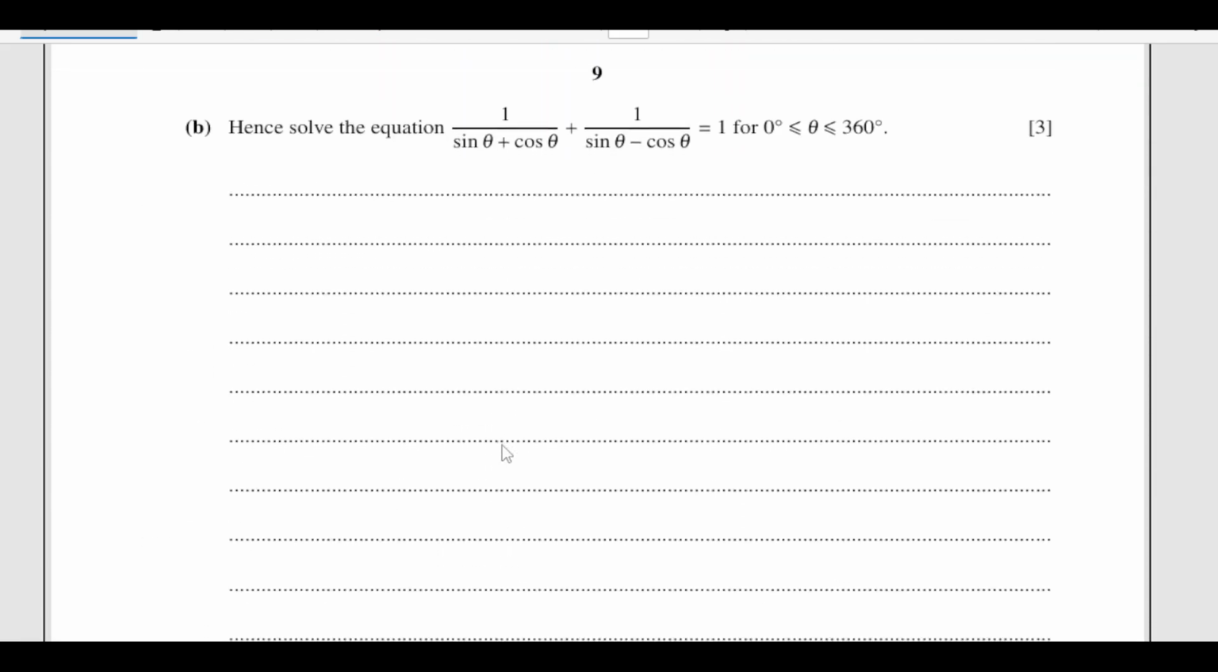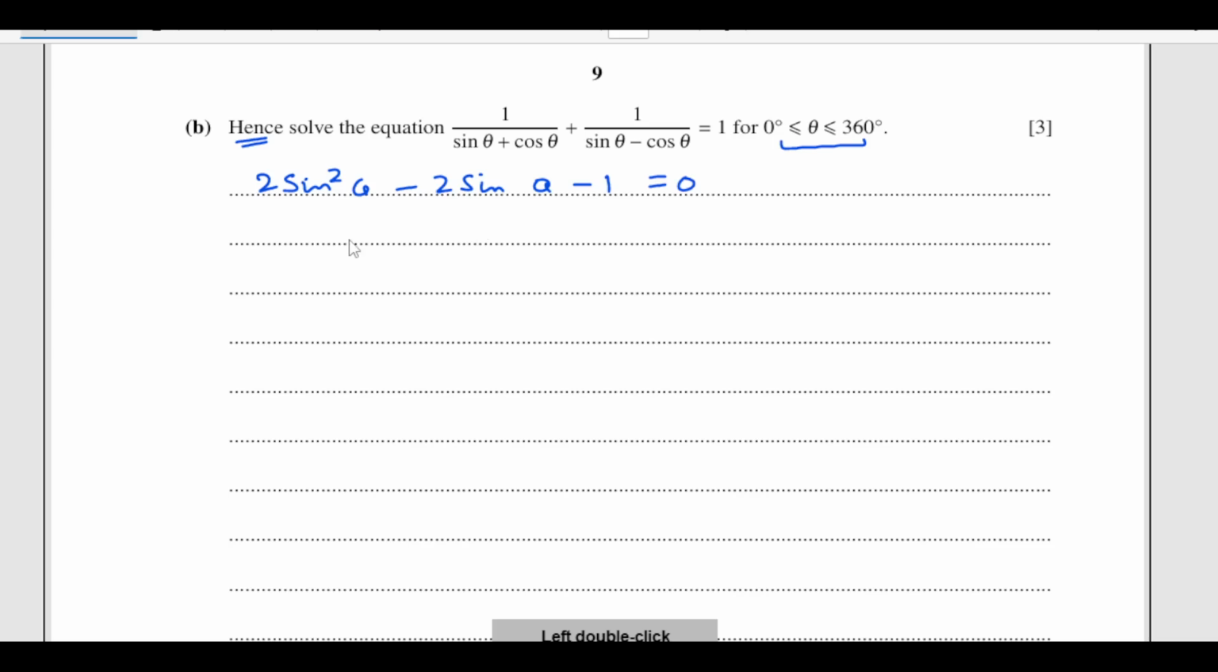Part B, hence solve this equation. Whenever you see hence, it means we are going to use the first part. For this the angle should be between 0 and 360. We have just proved that, so I will use from part 1: 2 sine squared theta minus 2 sine theta minus 1 is equal to 0, right?